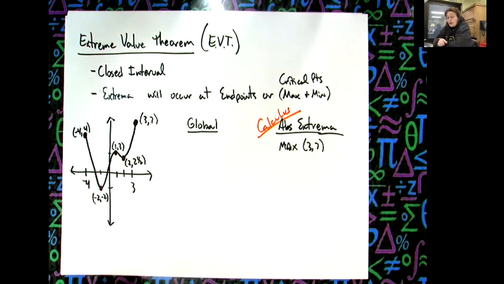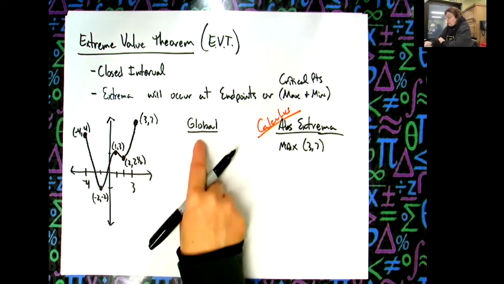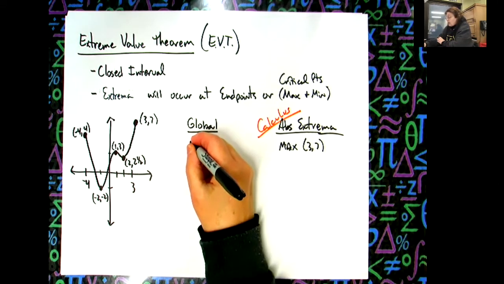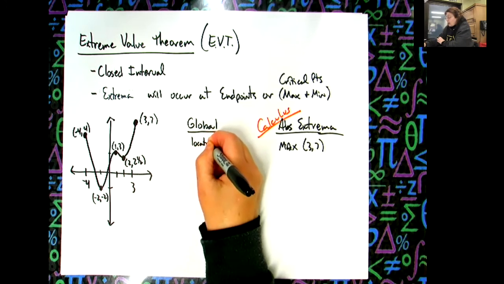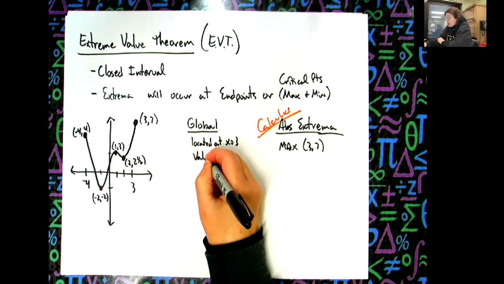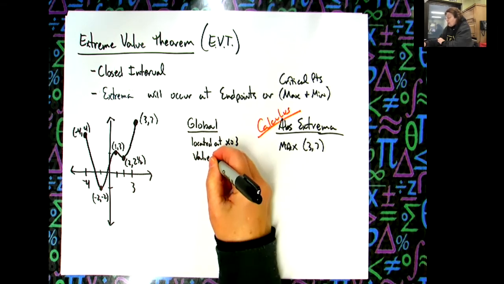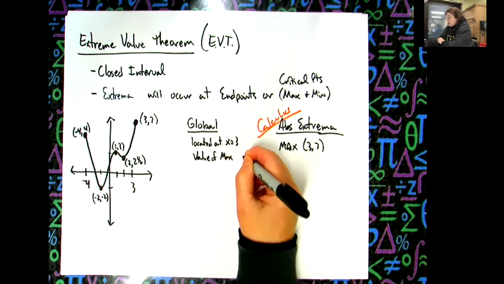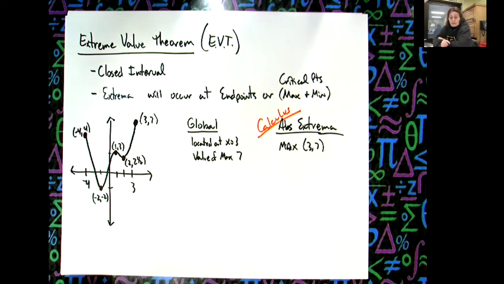Now in pre-calc, we would call this a global max, and we would say it is located at x equals 3. And the value of the max is 7. I don't really like when our pre-calc book does this, but it's not a hard concept. You can master this. Where is it located, left or right? And then what is that max? You only are going to have one global max.